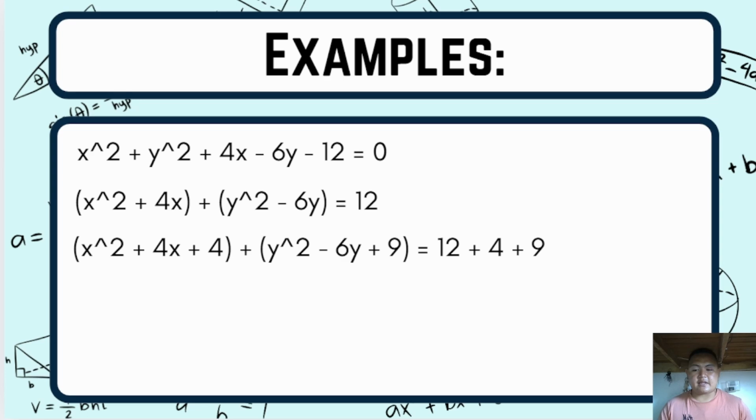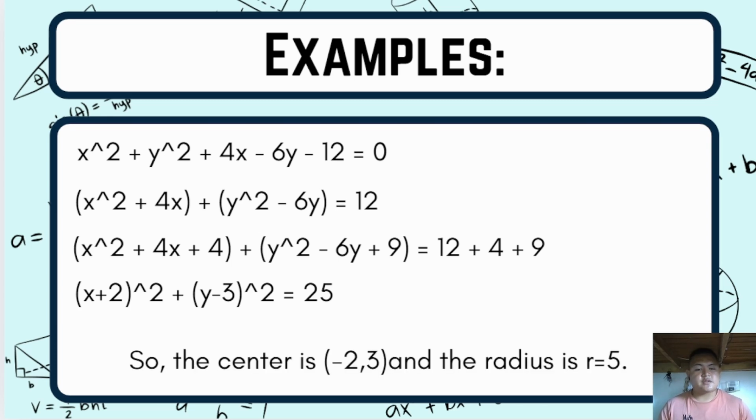So we can rewrite it as x squared plus 4x plus 4 plus y squared minus 6y plus 9 equals 12 plus 4 plus 9. This simplifies to (x plus 2) squared plus (y minus 3) squared equals 25. So the center is (negative 2, positive 3), and the radius is 5. So let's take another example.